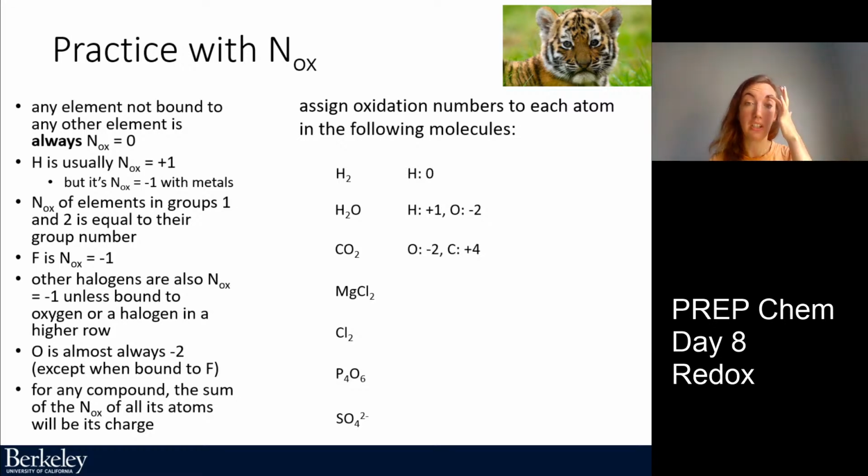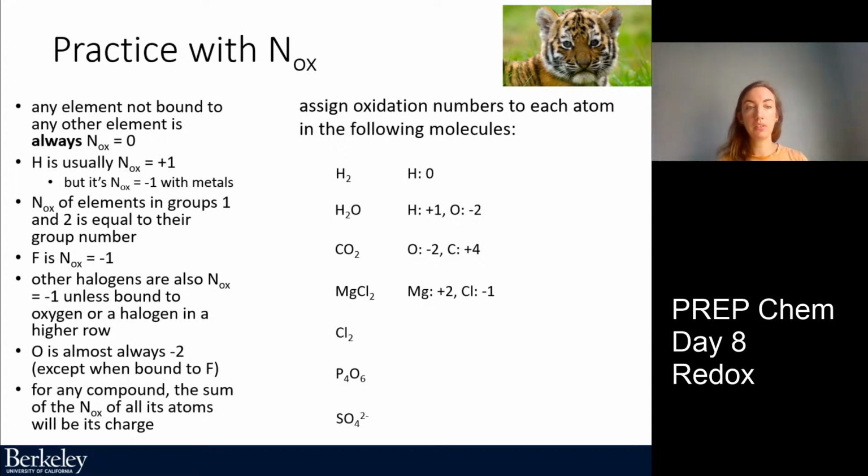And then this is the question in the chat. So for CO2, my oxidation number of oxygen is -2. I have 2 of those and only 1 carbon, so my oxidation number of carbon needs to be +4 in order for that last rule to be satisfied. So -2 times 2 plus 4 equals 0.